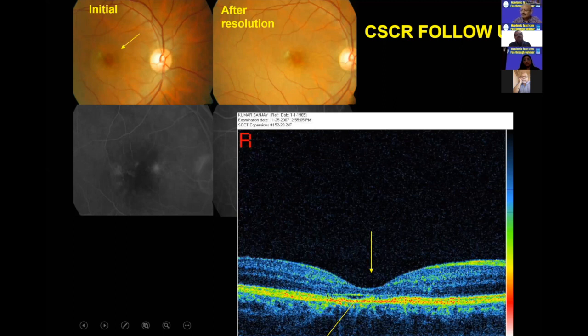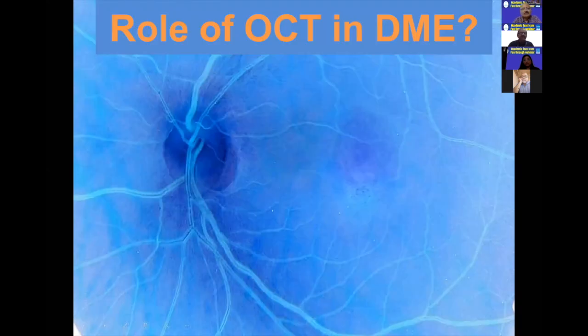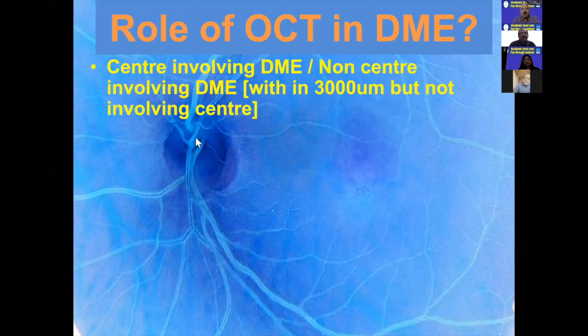Now, the commonest disorder that we all see in retina practice is diabetic macular edema. OCT helps us in defining whether the edema is involving the center or is it not involving the center. Based on that, our management strategies are decided.